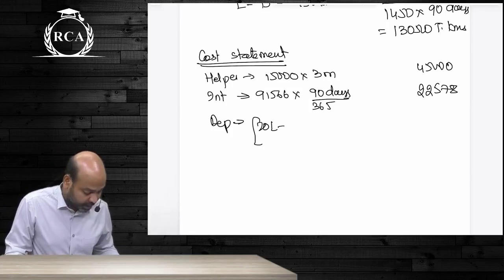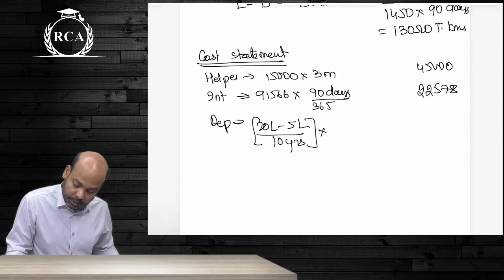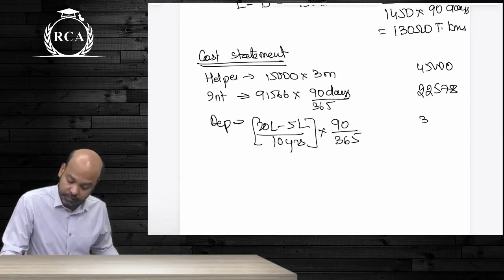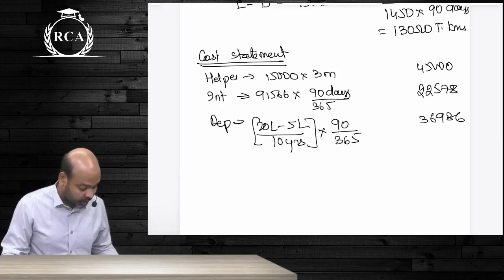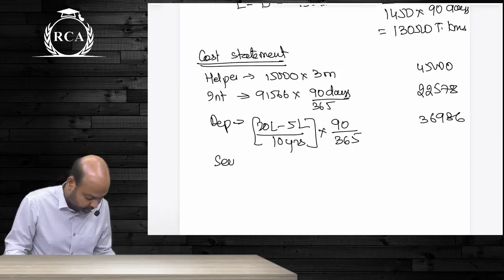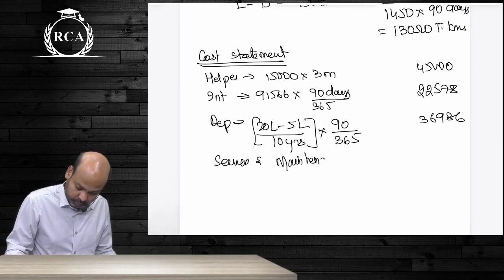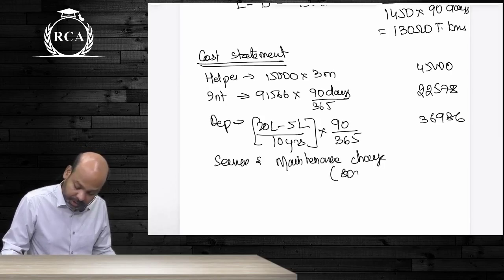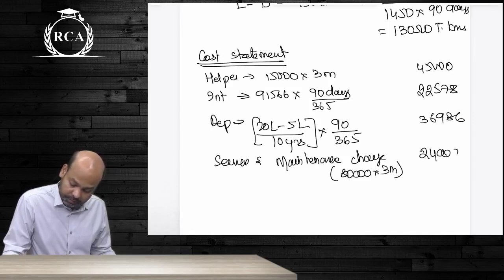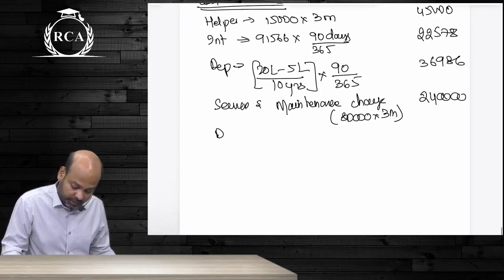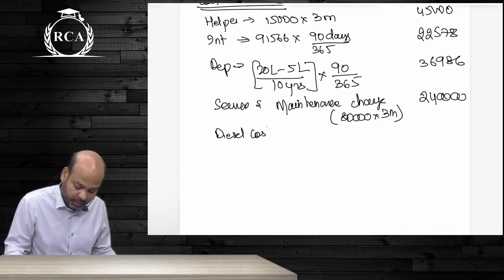आफ्टर इंटरेस्ट बेटा डेप्रीसिएशन, पूरे साल का डेप्रीसिएशन गाइस विल बिकम 20 lakhs minus residual value 5 lakhs divided by 10 years into 90 days divided by 365 days. 36,986. Service and maintenance charge, guys, 80,000 per month into 3 months. 2,40,000.